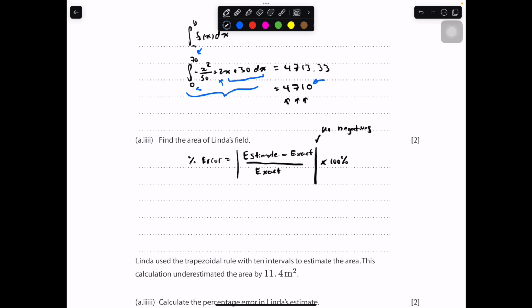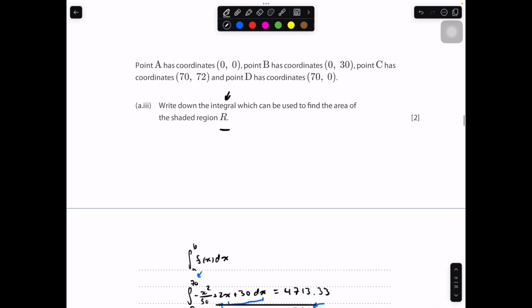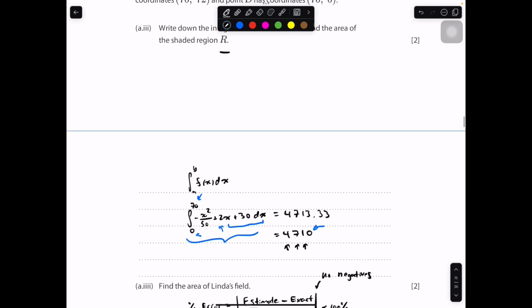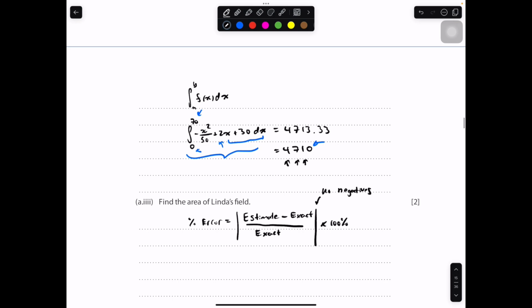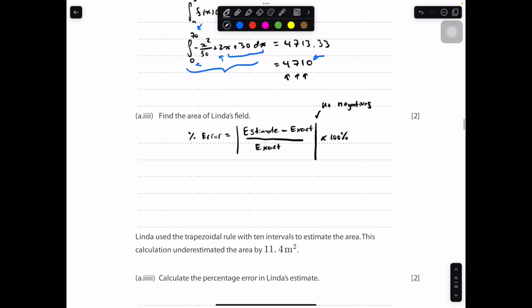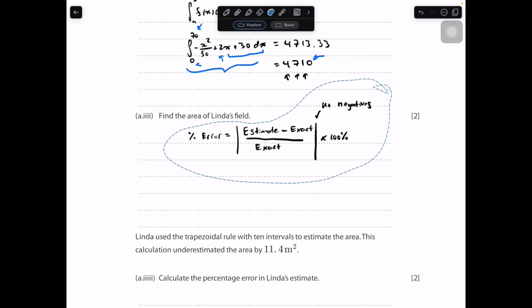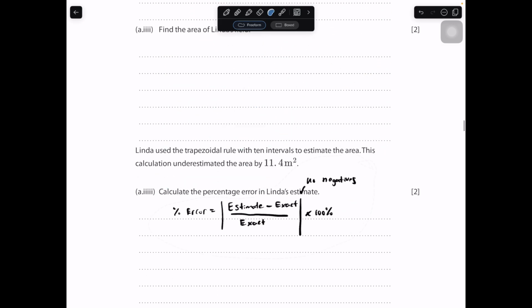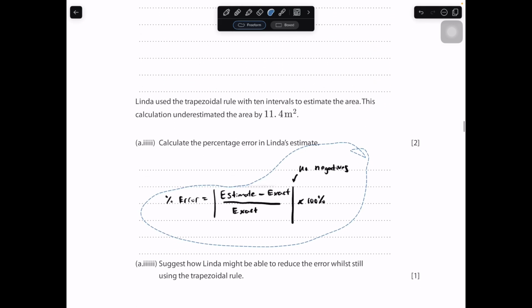Okay, so the estimate was underestimated. We underestimated it by 11. Where was it? Find the area of Linda's field. That seems a little funny. Sorry. Let me just take this and put it in its right place. Okay. Calculate the percentage error.